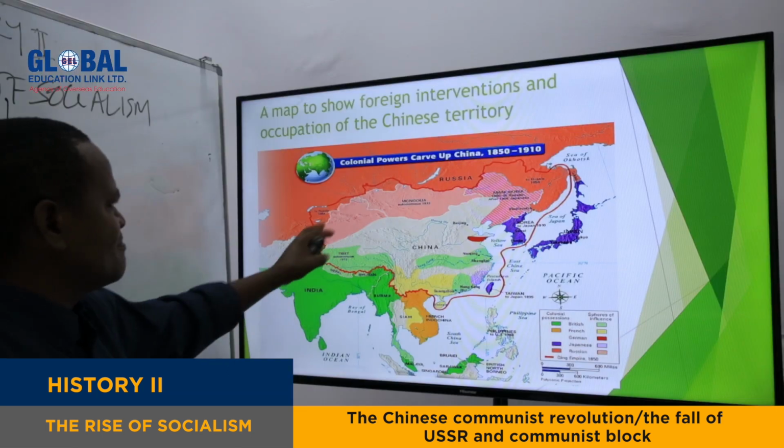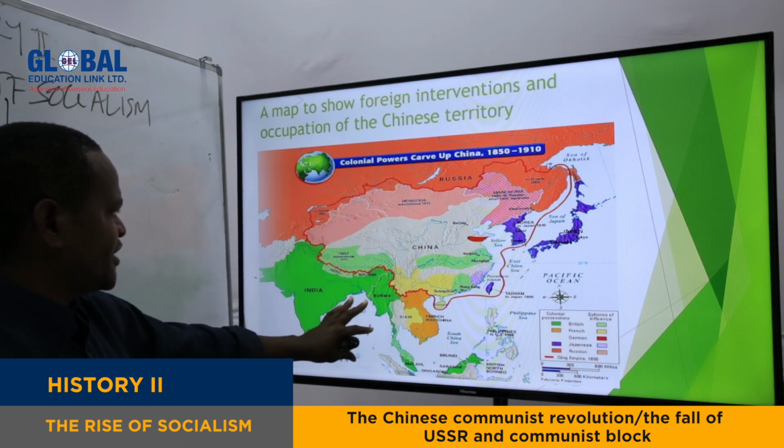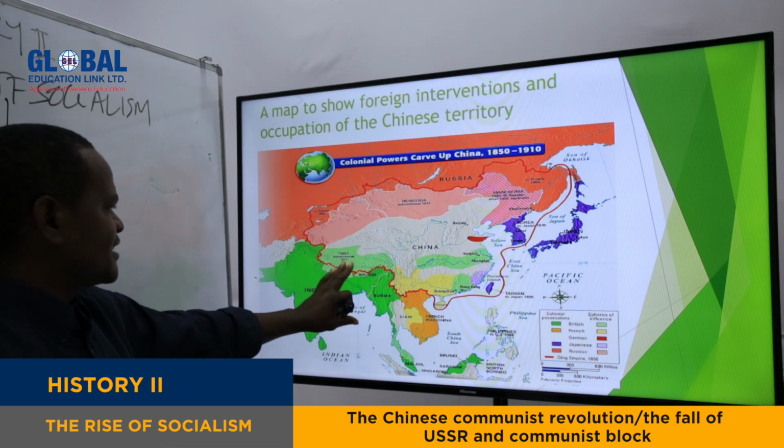My dear students, this is the map that shows how Chinese land was grabbed by foreign powers, as you can see. This is Tibet. Tibet became monotonous.